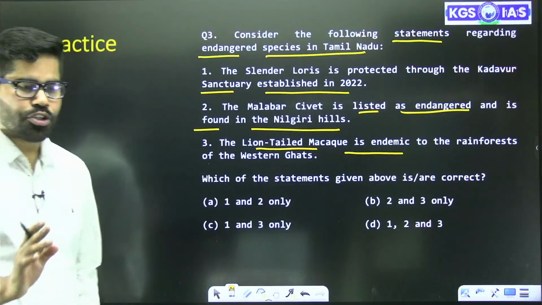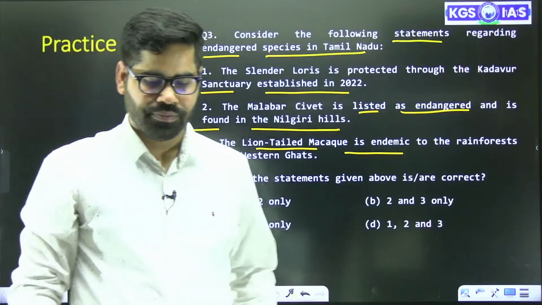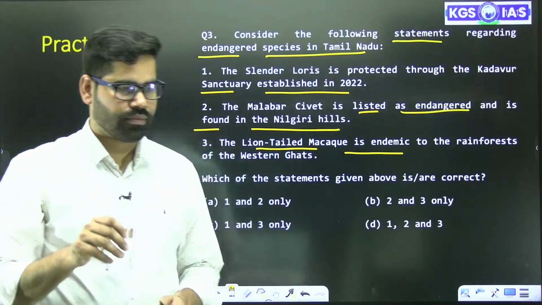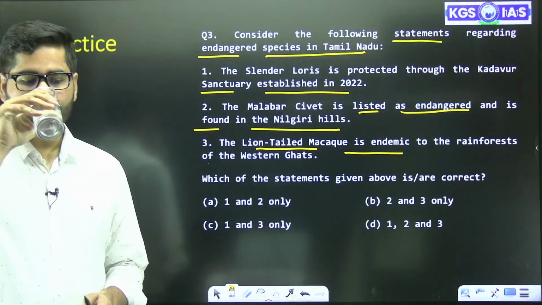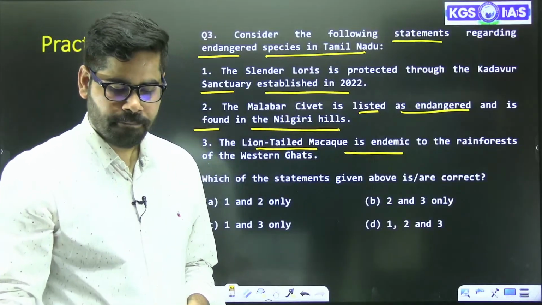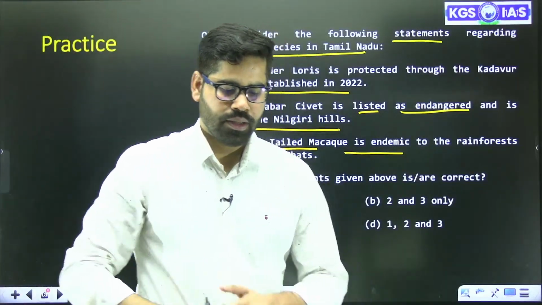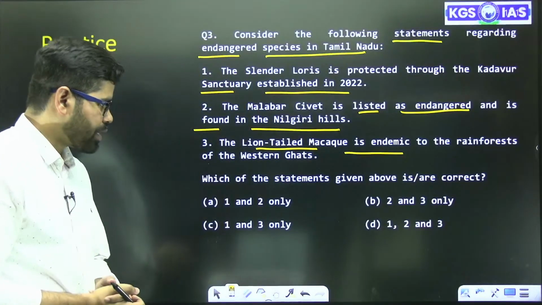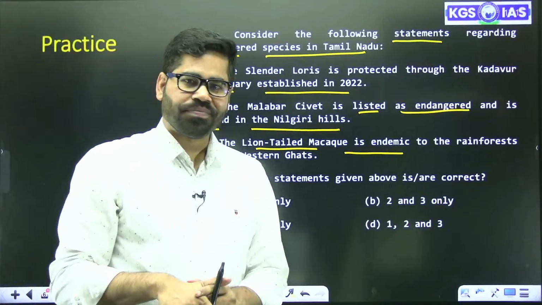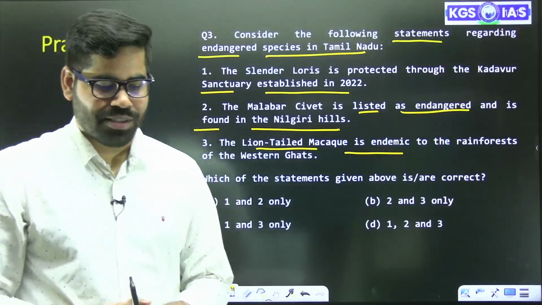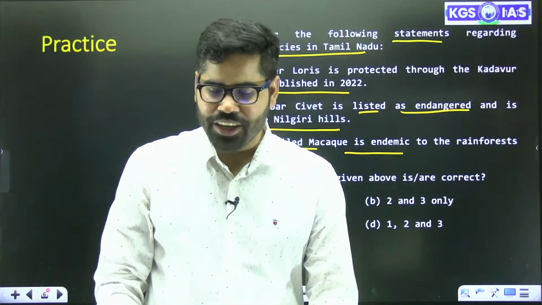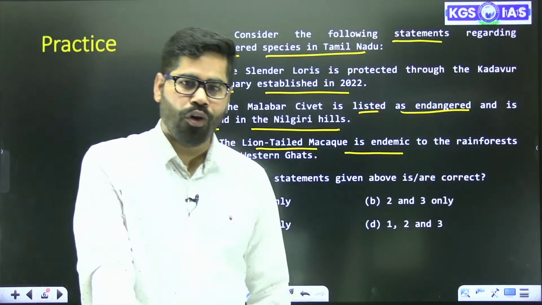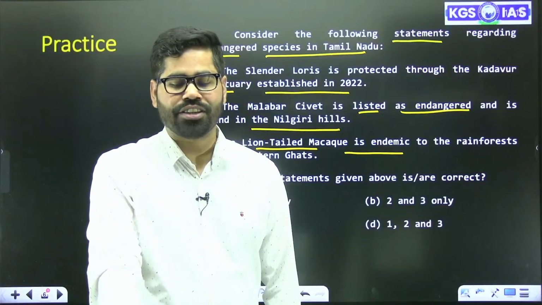Question number 3. So I think you can answer this one. Okay, D option. D option is 1, 2, and 3. Remember, there are 2 organisms in this area which are not endangered, rather they are critically endangered.